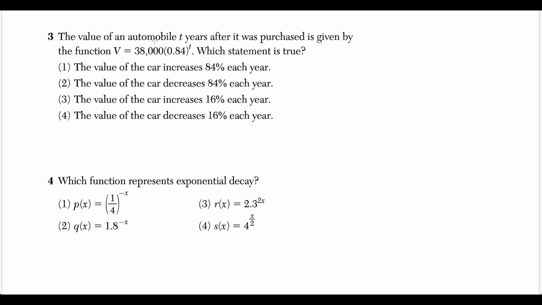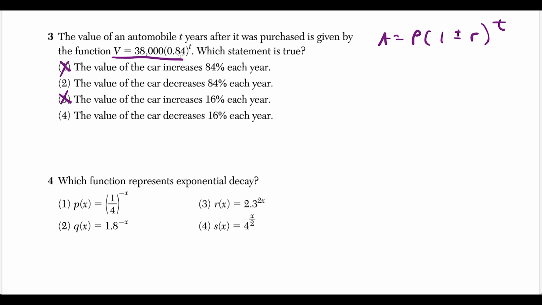Question 3, we have the value of an automobile t years after it was purchased given by this function here, and we want to know which statement is true. So this one right away is reminding me of this formula. So we have A equals P times 1 plus or minus the rate to the t power, like this. So what it looks like here is that the initial value of the car is $38,000. And then there was a decrease here because notice 1 minus some r value would give us 0.84. So right away I'm seeing that there's a decrease, which eliminates choices 1 and 3.